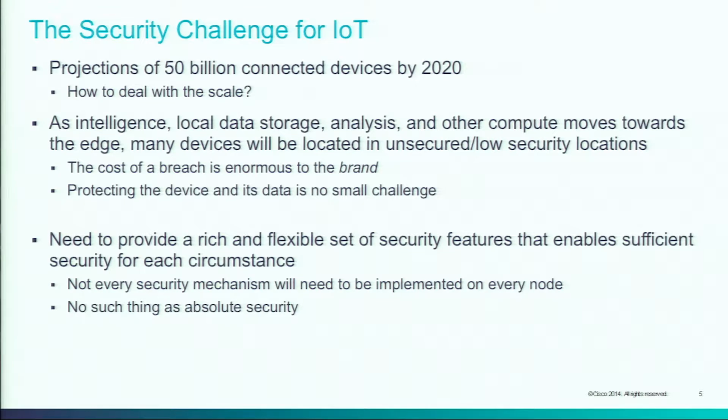As intelligence, local data storage, analysis, and other compute moves towards the edge, many devices are going to be located in unsecure places. I think the other speakers have talked to that, things on telephone poles, things by the street, things by the road. These fog nodes, these nodes that are going to do analytics, data collection, connect to other higher level fog nodes, they're going to be in very insecure and public places. So the challenge there is how do you create a node that handles data in a secure manner?